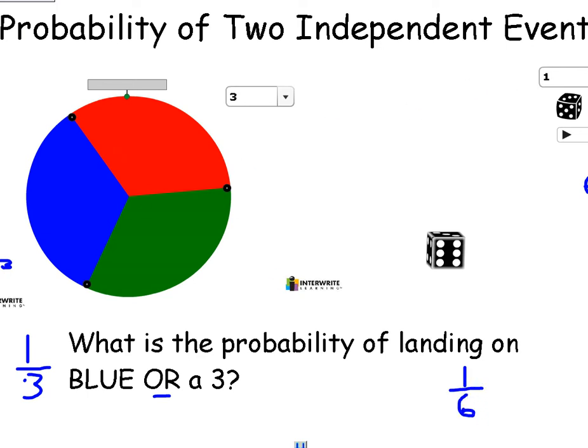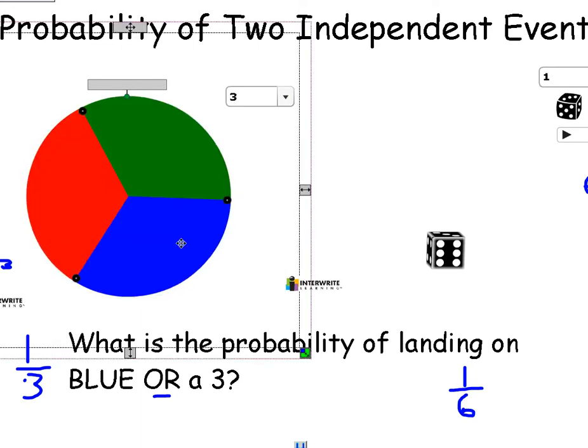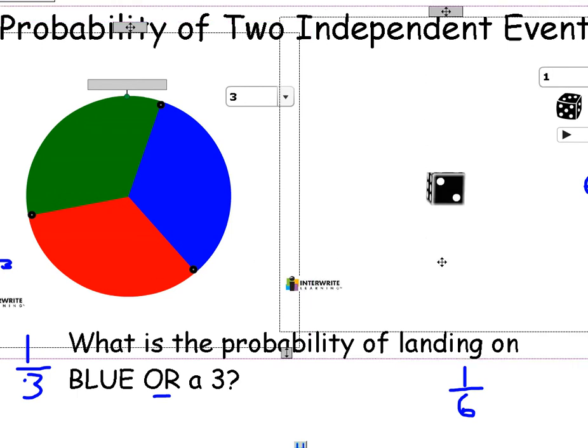So what is my probability? Is it better than 1 in 3? Well, let's see. It should be, because if I land on a blue, I've already won. If I don't land on a blue, I still have a 1 in 3 shot. If I don't land on the blue, I still have a 1 in 6 shot of rolling a 3. In that case, I didn't do it. So what is my probability? It is better than 1 in 3, but exactly what is it and how do I find it?